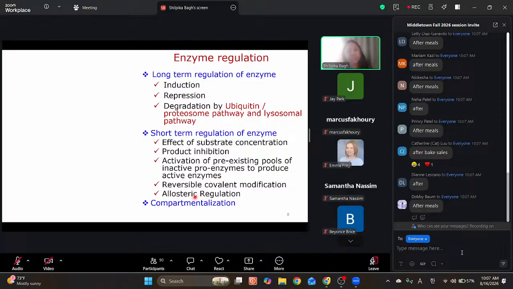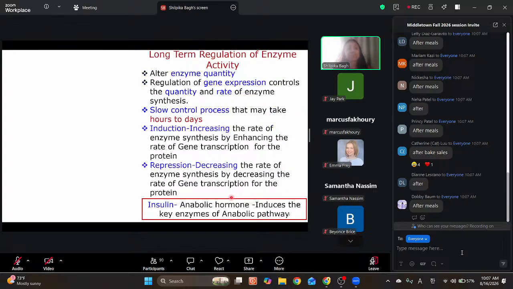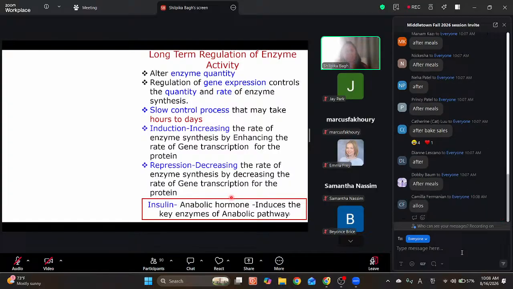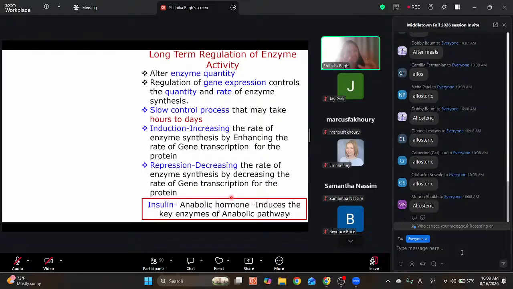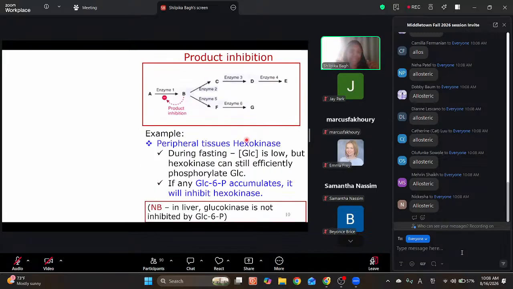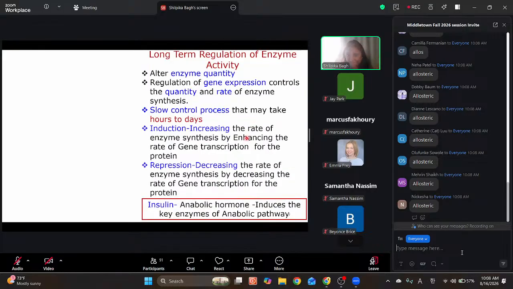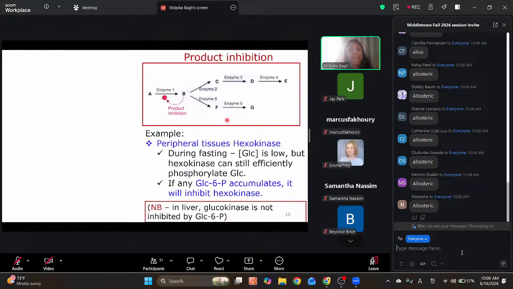It's also a type of short-term regulation, reversible. And have we done reversible covalent modification and allosteric? So which one of them shows an S-shaped curve? The reversible covalent modification or the allosteric regulation, which is positive and negative? So allosteric regulation is different from reversible covalent modification. Absolutely wonderful. You said long-term regulation takes days and works at the level of the gene. Very good. And short-term regulation is reversible, is quick.